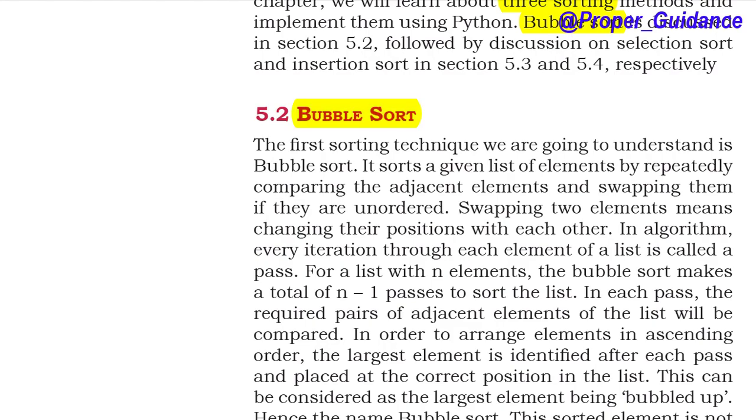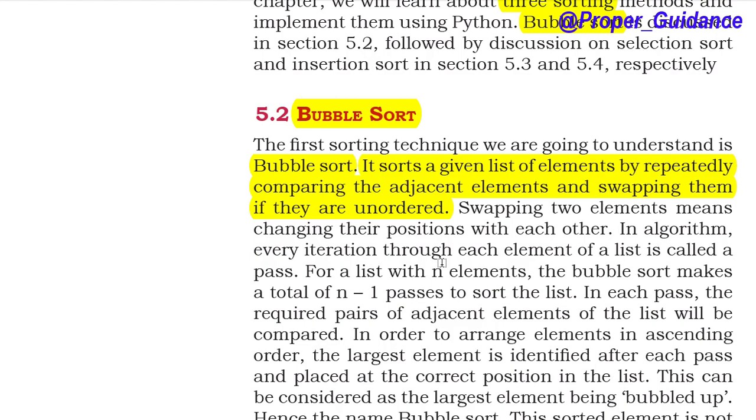So the first topic is bubble sort. The first sorting technique we are going to understand is bubble sort. It sorts a given list of elements by repeatedly comparing the adjacent elements and swapping them if they are unordered. So what I am saying is that it arranges all the elements in a given list by repeatedly comparing the adjacent elements and swapping them if they are unordered.